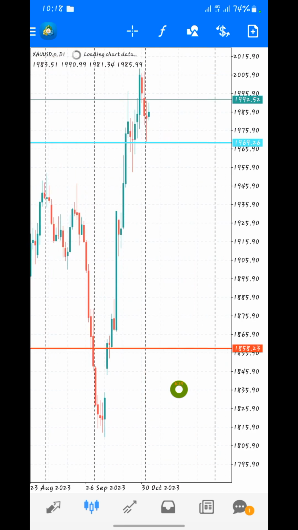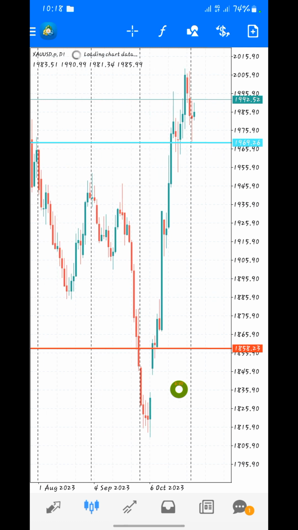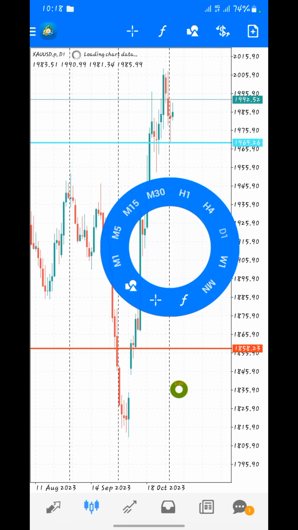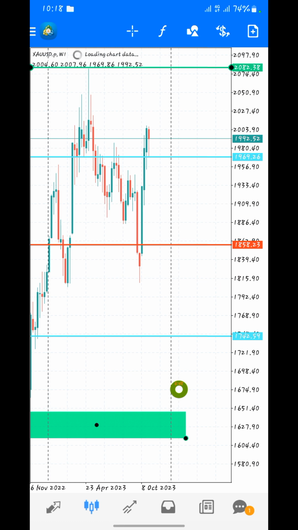As you can see, for the price action, there's a candlestick which has been formed here, of which this candlestick shows rejection for the sellers. Since you have turned to your daily time frame, you have to come back to your weekly time frame, because you have understood that the market has a high possibility of going up.